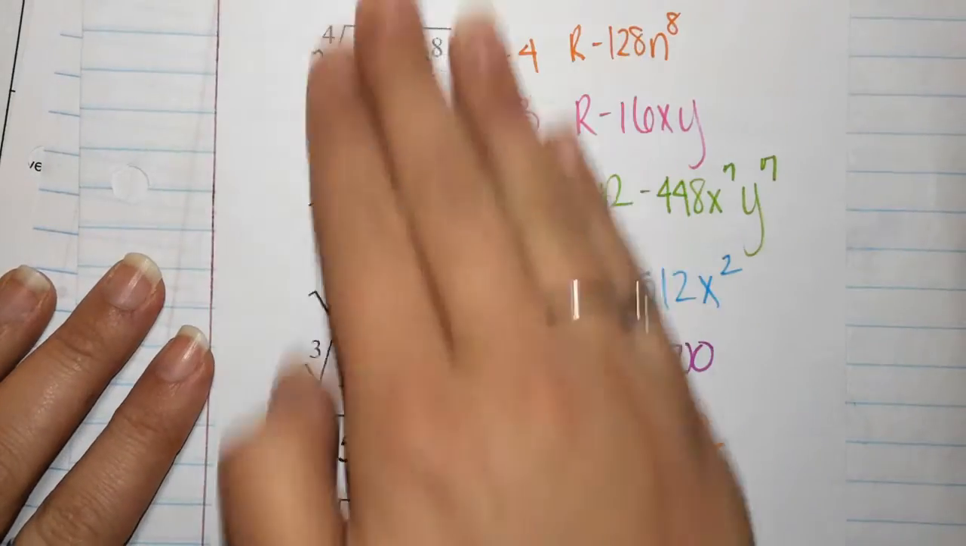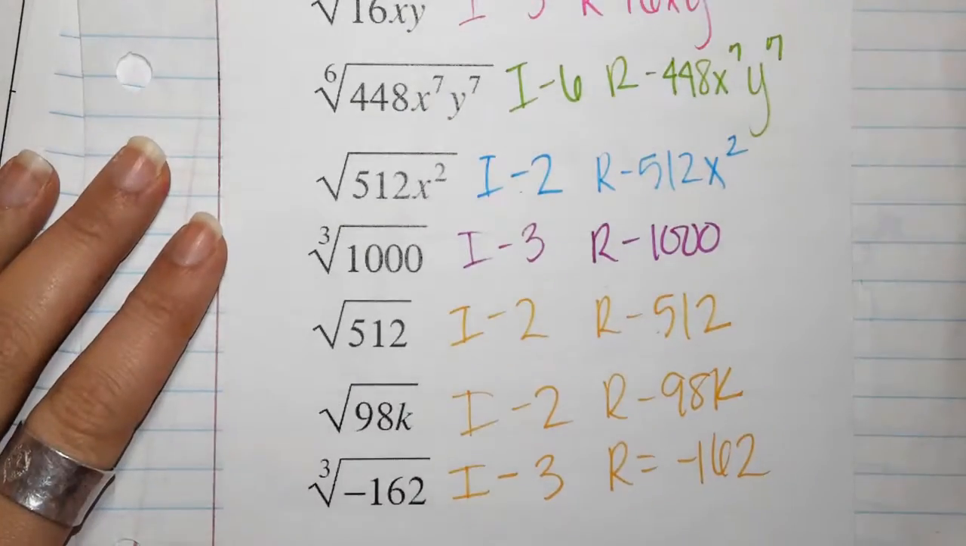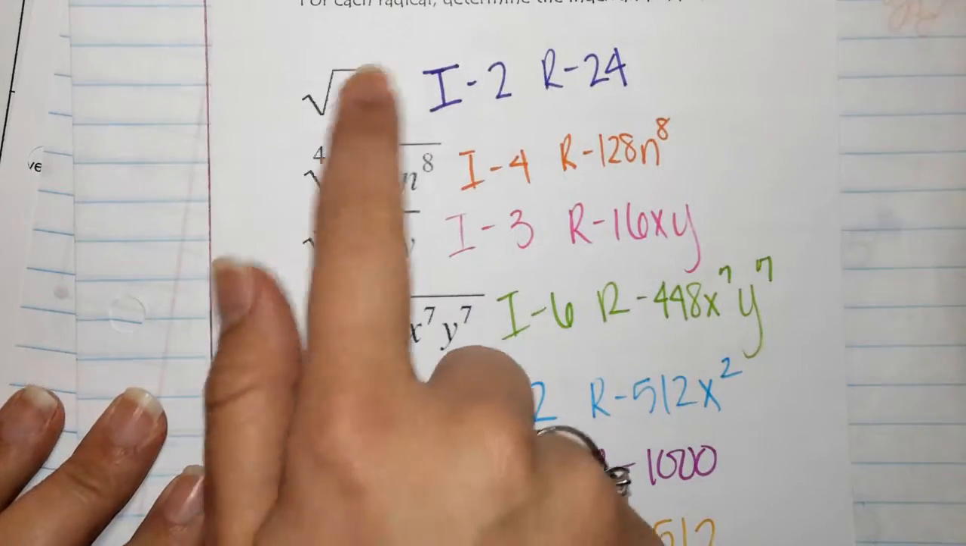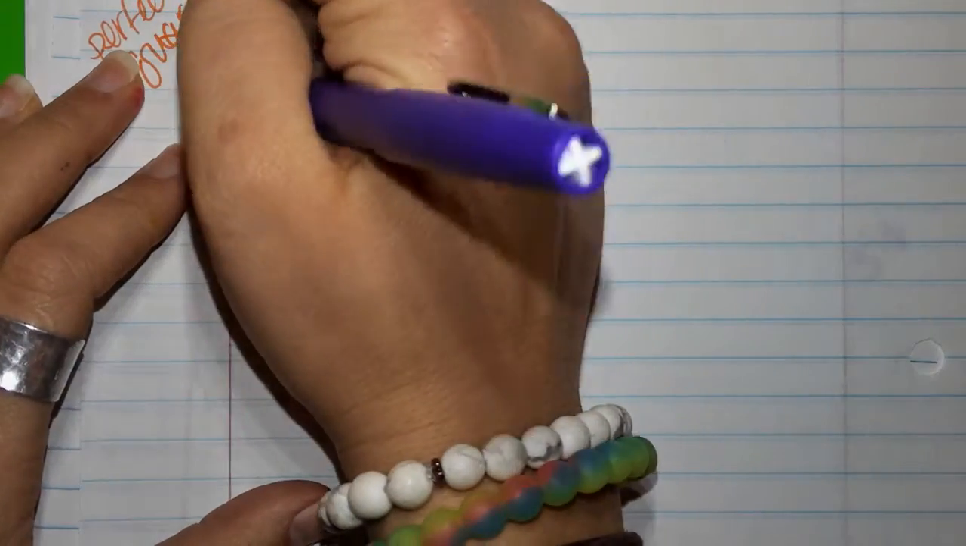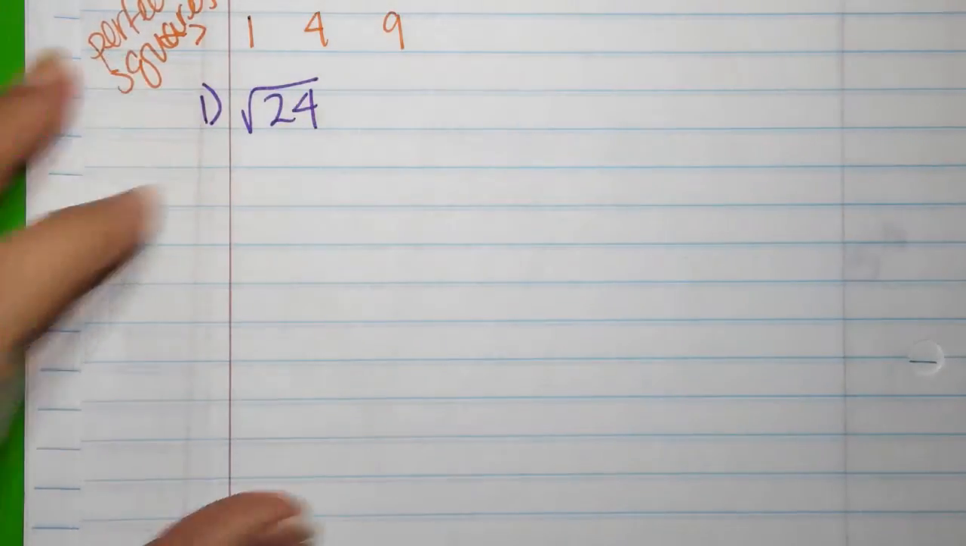All right, are we ready? So what we're going to do now is break these down. And we are only going to break down the ones with the square root. So we're going to start with 24. Everybody write it on the back of the sheet. Number 1 is the square root of 24.